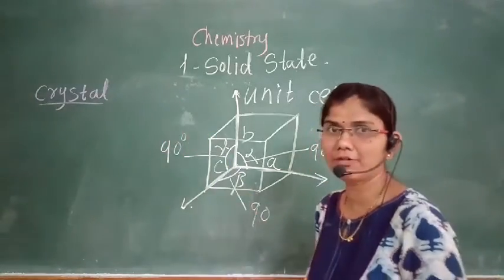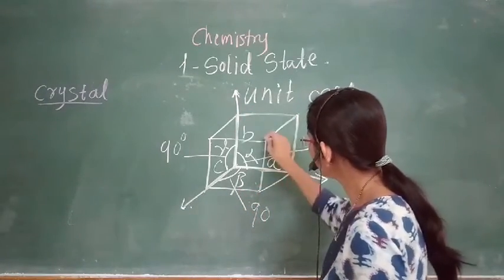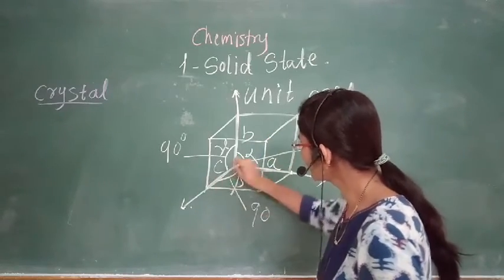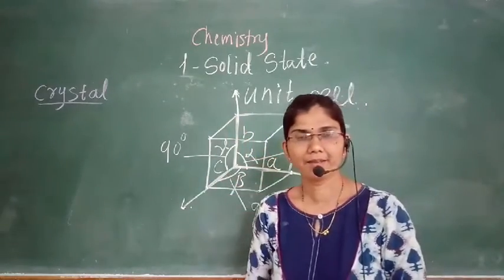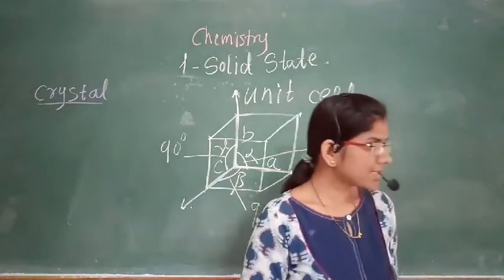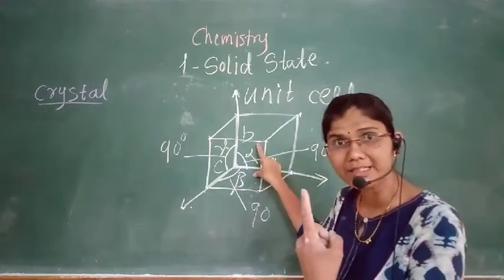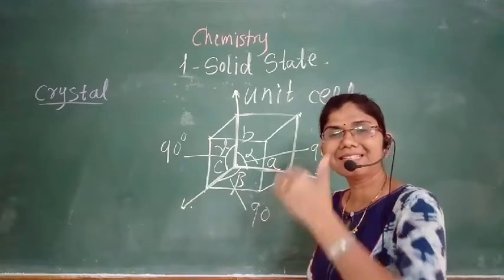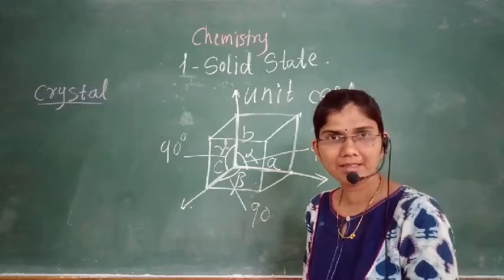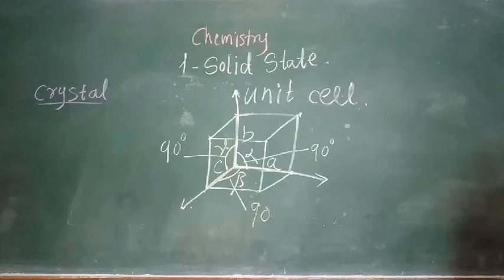And how is the crystal structure formed? How many points are present here? 1, 2, 3, 4, 5, 6, 7, 8. That means when the crystal structure is formed, this is the one unit cell. Many such unit cells, when they stack together, each unit cell shares its faces, edges and corners with the neighboring unit cell.